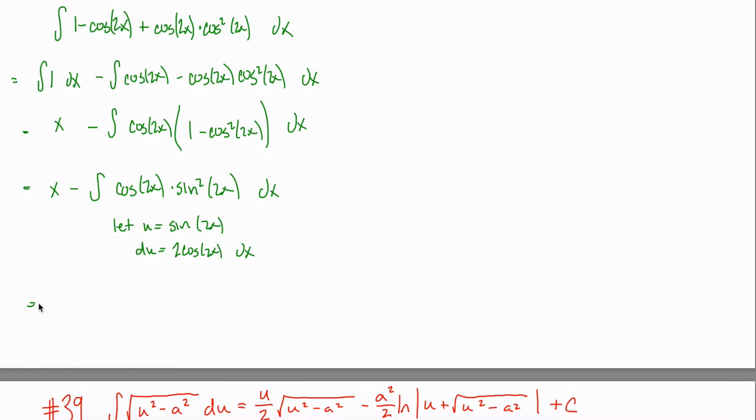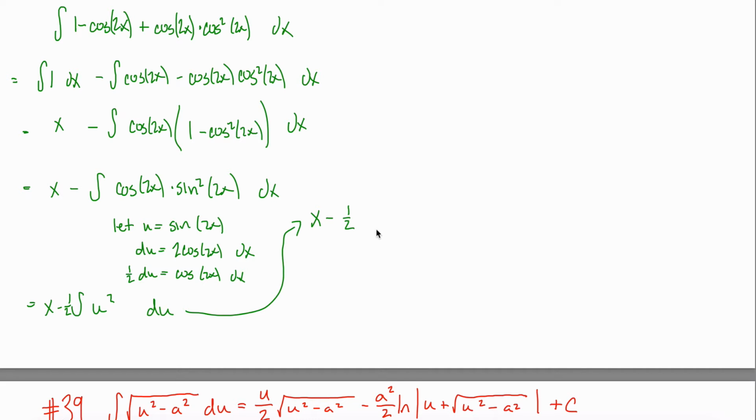Then what I would have would be x minus the integral of the cosine of 2x dx, which is right here. So if I put in a 1/2 out in front of this guy, I would get, let's write one more line here, if du equals this, then half of du is equal to cosine of 2x dx. So the cosine of 2x dx changes into the 1/2 and the du. And then I got sine squared 2x, but u is sine of 2x, so I just go to u squared here.